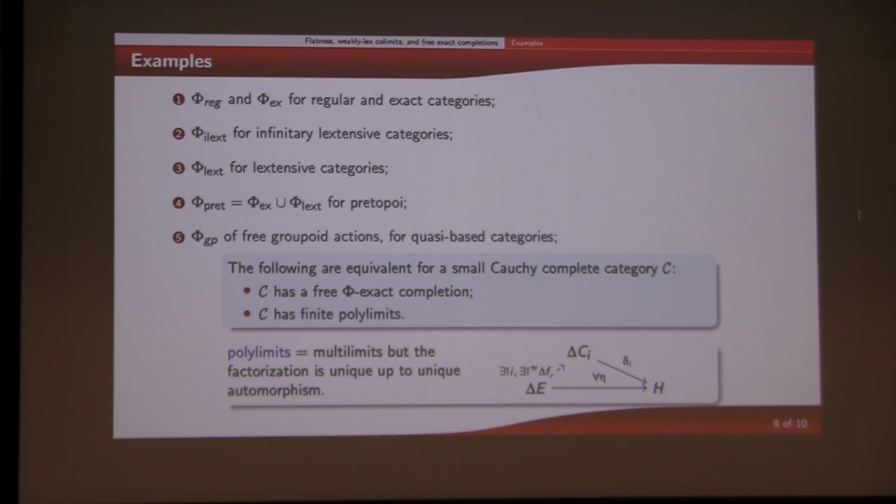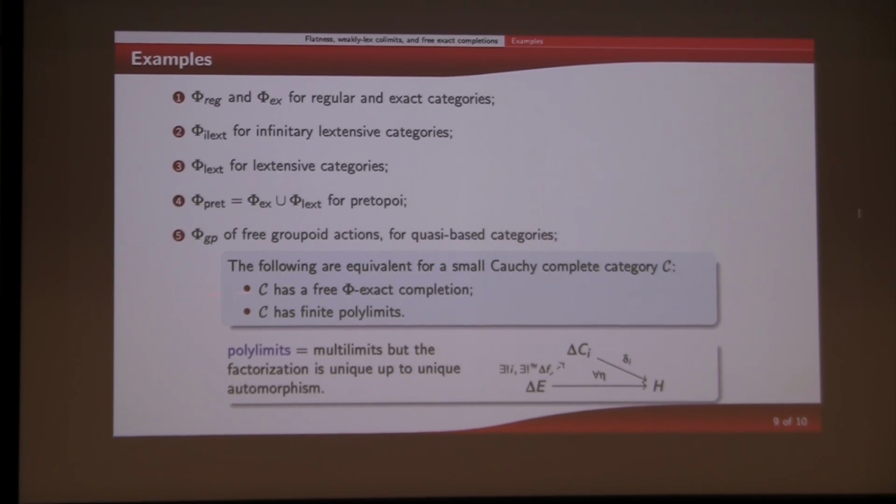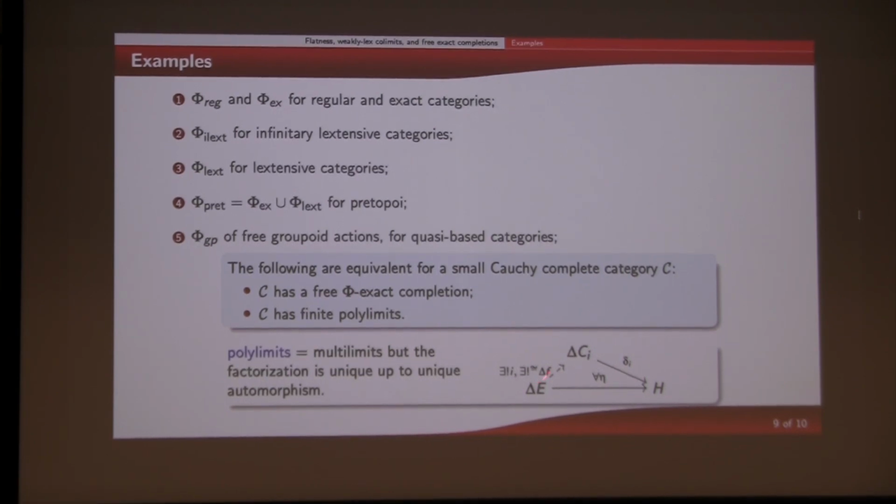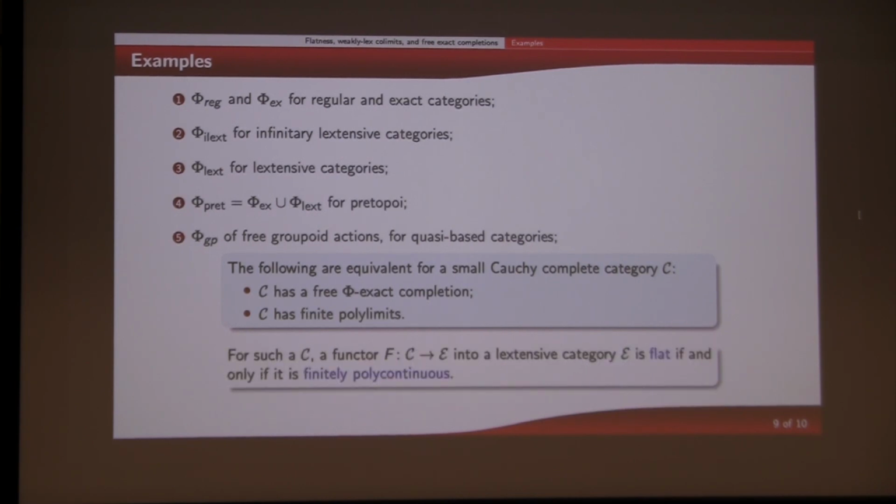Another interesting example is if you take phi to be the class describing colimits of free two-point actions, then the free phi exact completion in this case exists even if your category C has finite polylimits. They are like multi-limits, but now the factorization is unique up to an automorphism of your object. And such free phi exact completions are called quasi-based in a thing of Pointoli. And I didn't have enough space to tell you what a polynomial functor is.